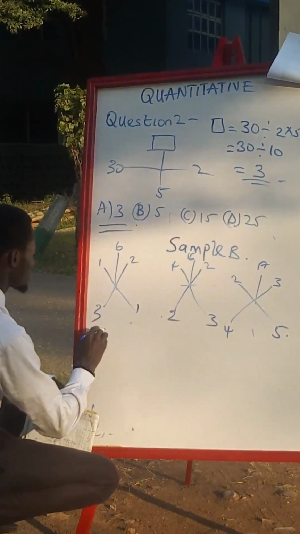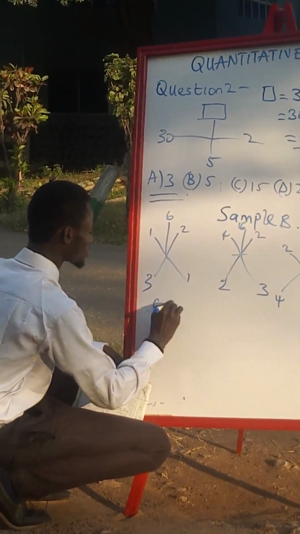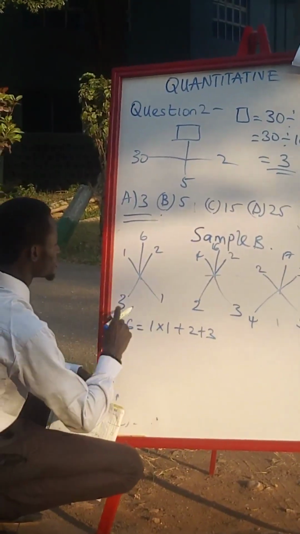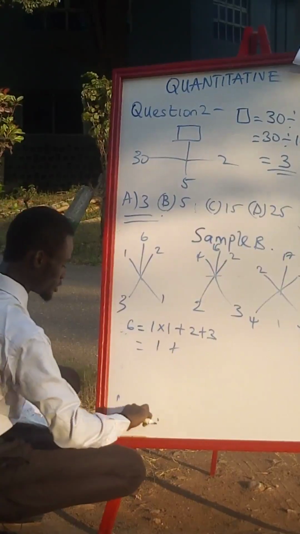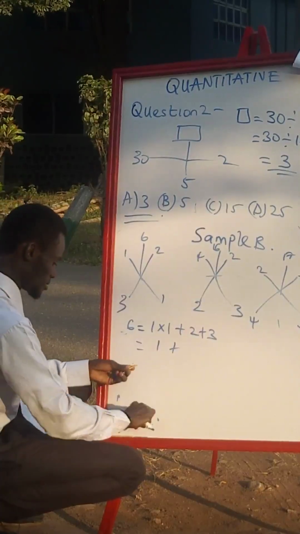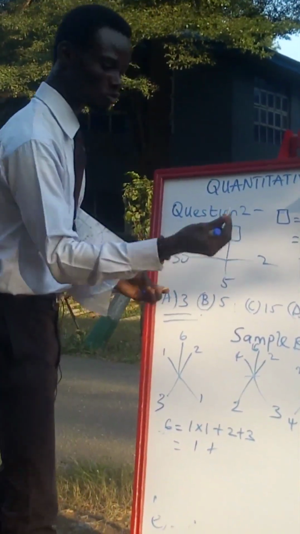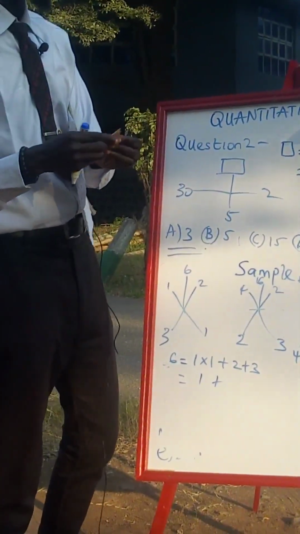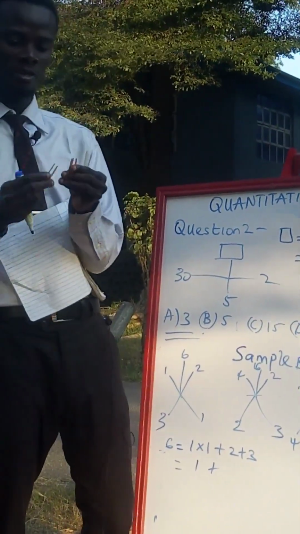So to get 6, it becomes 1 times 1 plus 2 plus 3. Do you understand? So 1 times 1 is 1, plus you will now count 2 plus 3. Can you see my hand? These 2 sticks plus these 3 sticks. You count everything together. 2 plus 3 becomes what?